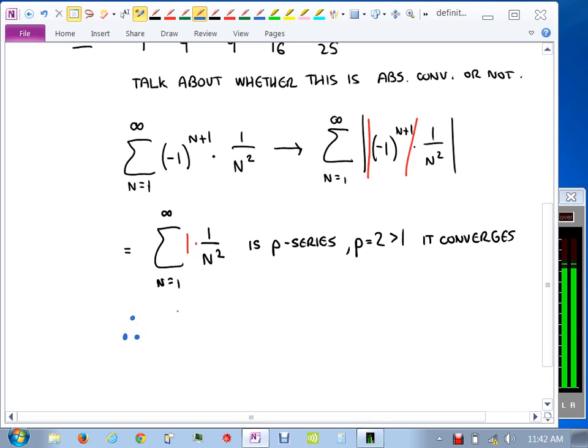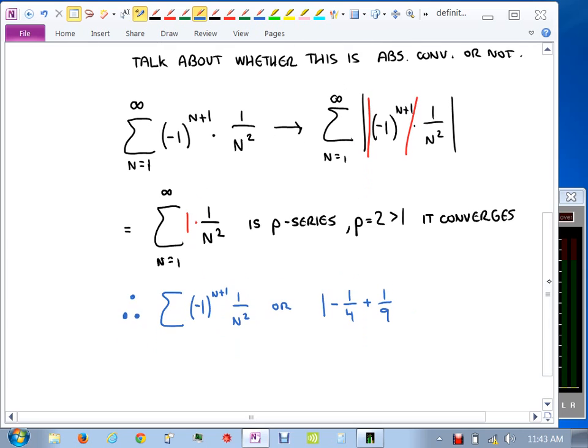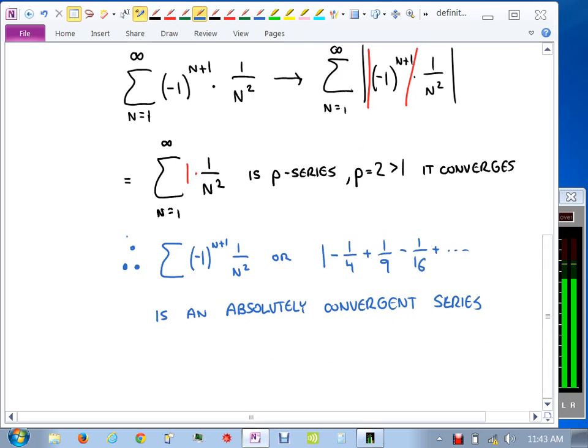But watch the way our answer needs to be written. Therefore, the sum of negative 1 to the n plus 1 times 1 over n squared, or if you like, 1 minus 1/4 plus 1/9 minus 1/16 plus dot dot dot, is an absolutely convergent series. All right, that blue is my final result.